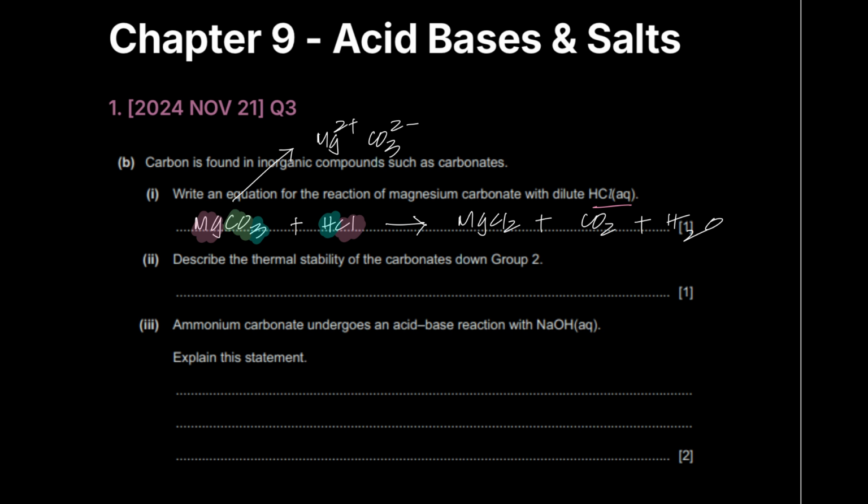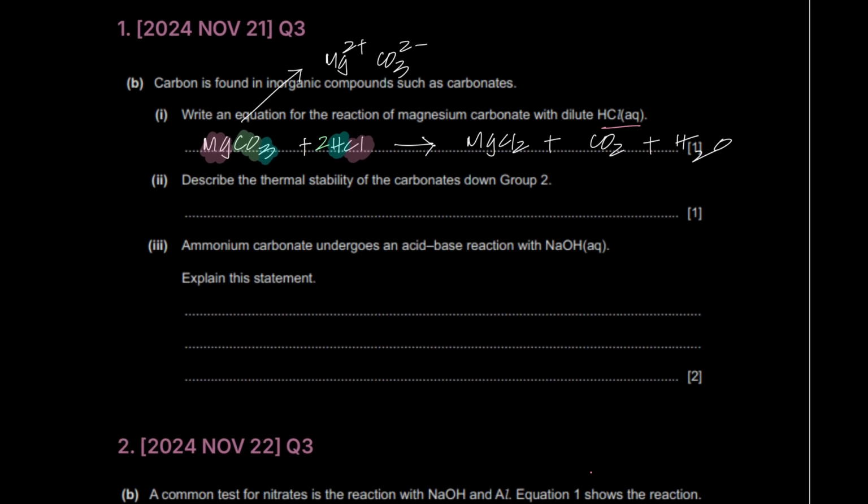It really doesn't matter. And now if you were to balance it, you see you have one chlorine on the left hand side but two on the right. I'm just going to plug in a 2 and it's all going to be balanced. Everything is balanced. You can check the equation. All the oxygens, 3 oxygens on the right, 3 on the left, 1 carbon, everything is balanced. Done. Now it says describe the thermal stability of carbonates down group 2.